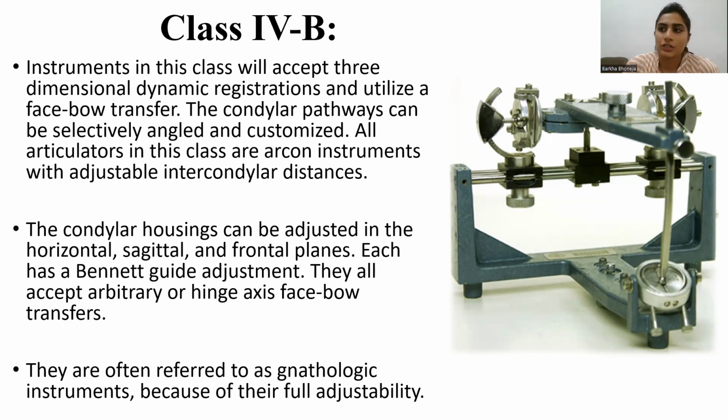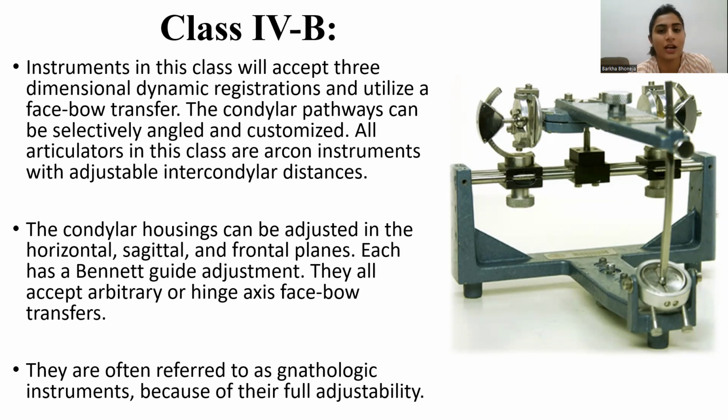There is a face bow which is called a kinematic face bow. Now, this type of kinematic face bow not only records the center of the condyle, but it also records the distance between the two condyles. So, with those recordings, you can adjust the intercondylar distances. The condylar housings can be adjusted in the horizontal, sagittal, and frontal plane.